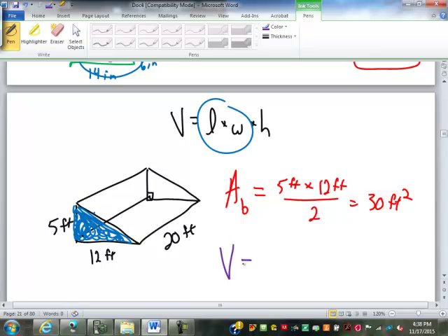So now my volume is the area of the base, 30 feet squared, times that distance. It's not really a height this time, of 20 feet. Well, 30 times 20 is 600. Feet squared times feet is feet cubed. 600 cubic feet. Make sense?